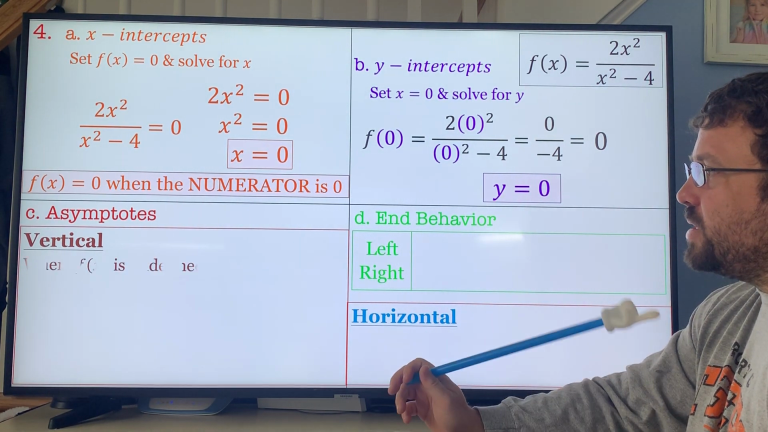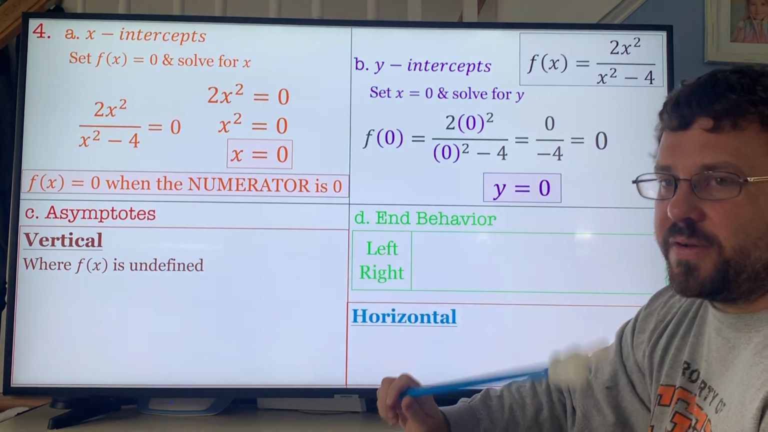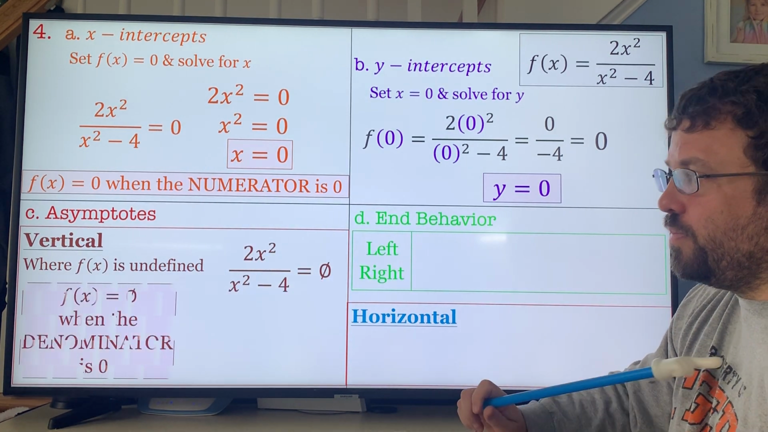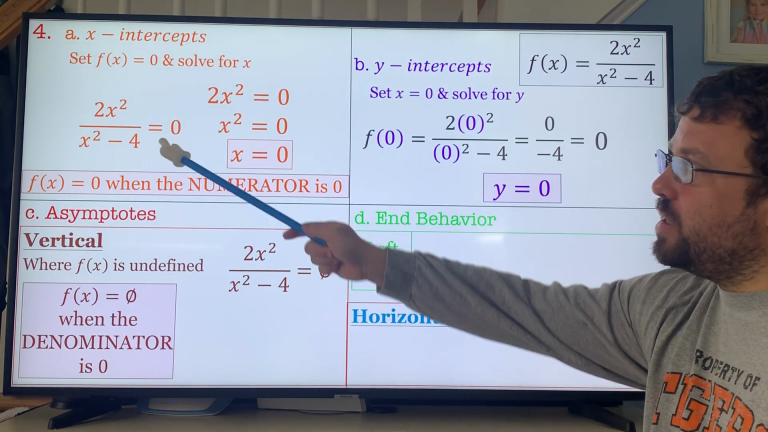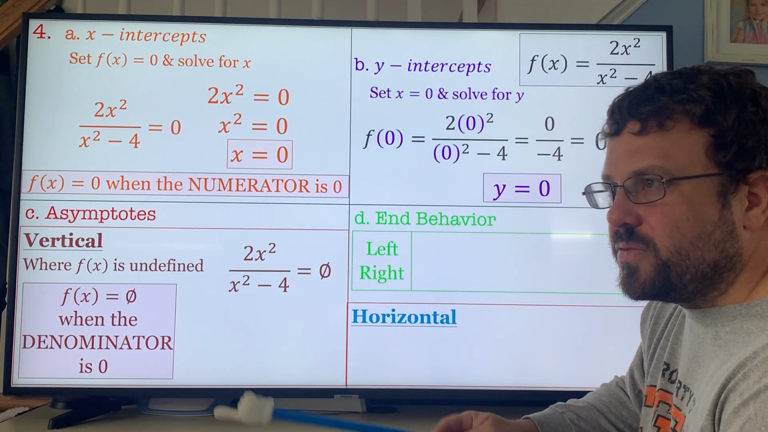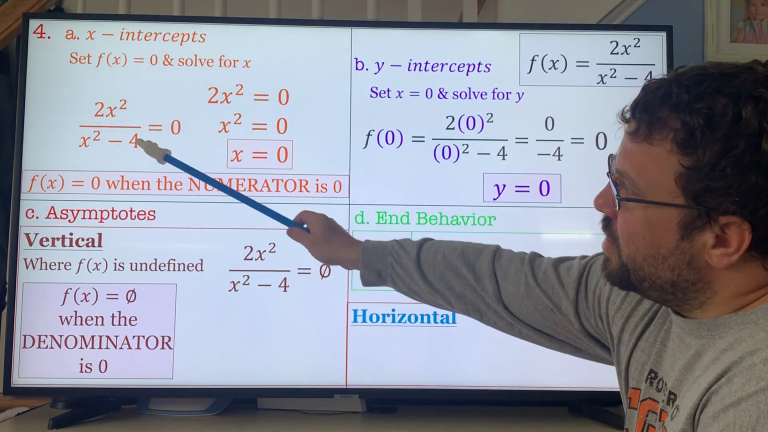Now you've got your intercepts. Good. A vertical asymptote is where f of x is undefined. So where is this example undefined? Not when the numerator is 0, but when the denominator is 0. We don't care about under radicals right now because, like I said, that is a domain and range thing. We just care about this.